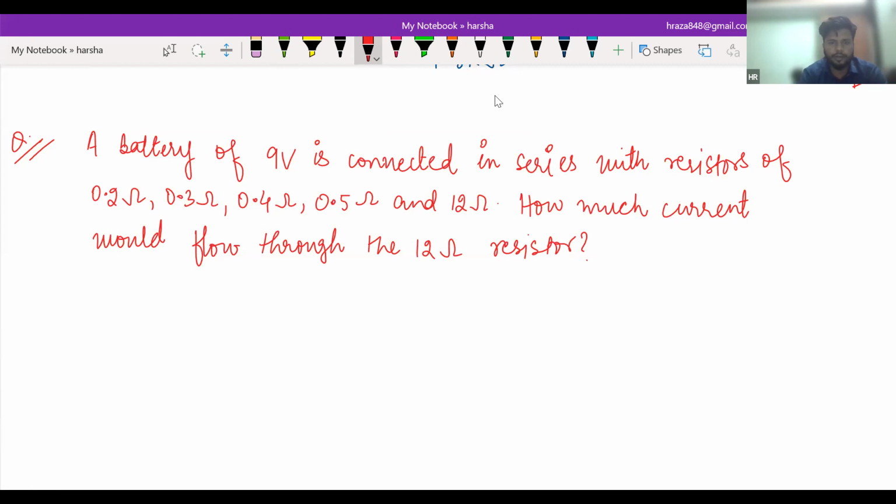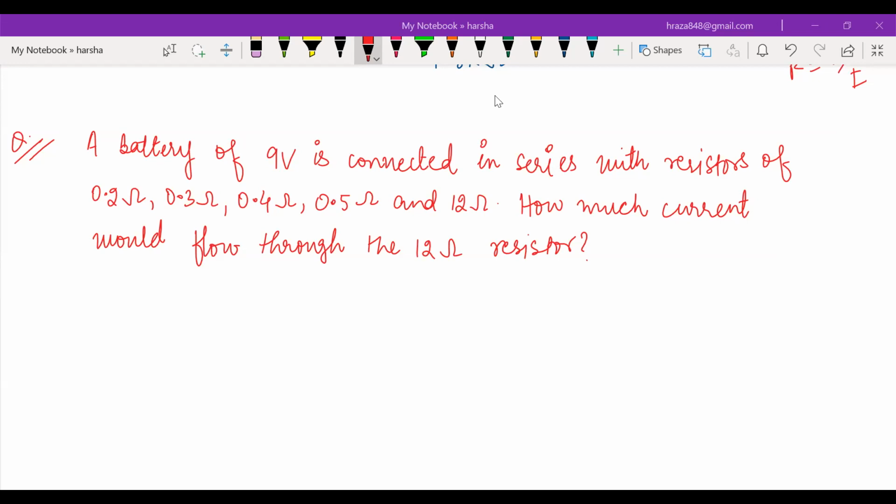Can you do it, Harsha and Abdullah? Sir, 0.75 ampere. 0.75 ampere. What is the total resistance you have calculated, Harsha? Sir, it only asked about the current through the 12 ohm resistor.